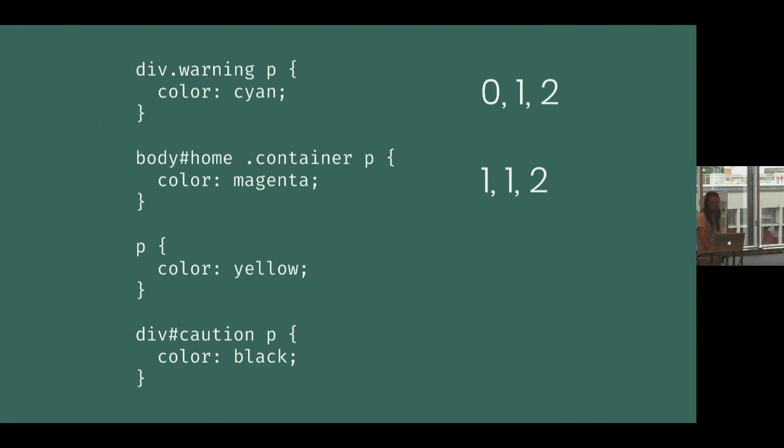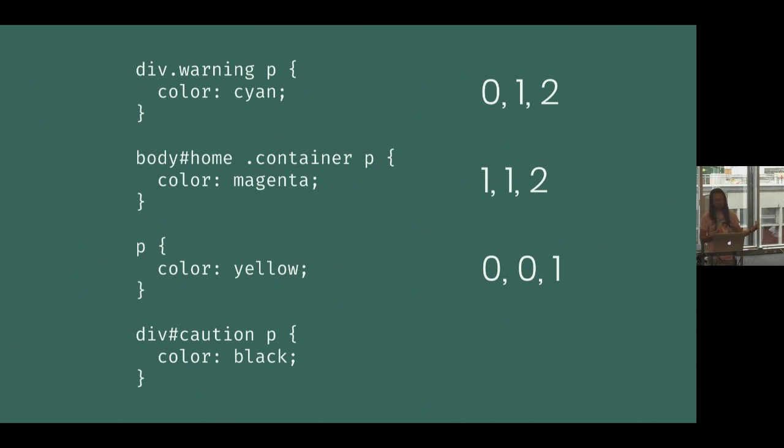So let's look at this next one, which actually is now possible, right? It's not very specific at all. It's pretty much any paragraph tag on the page. We want to set the color to yellow. What's the specificity of this? 001, exactly.